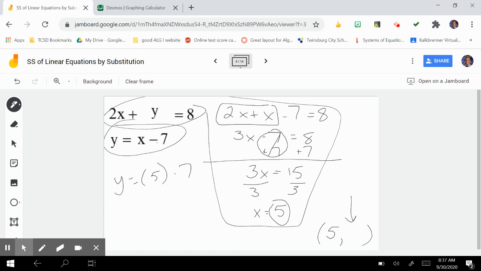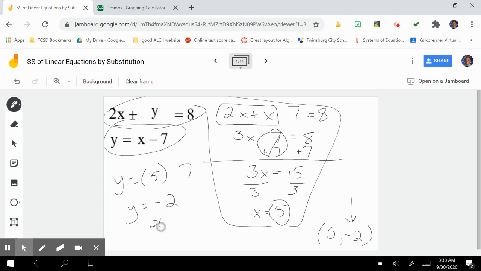Well, let's combine these like terms and have fewer piles over on the right side. What's 5 minus 7? It's negative 2. So my final answer is (5, -2). And I could plug it back into both equations to make sure that's true.